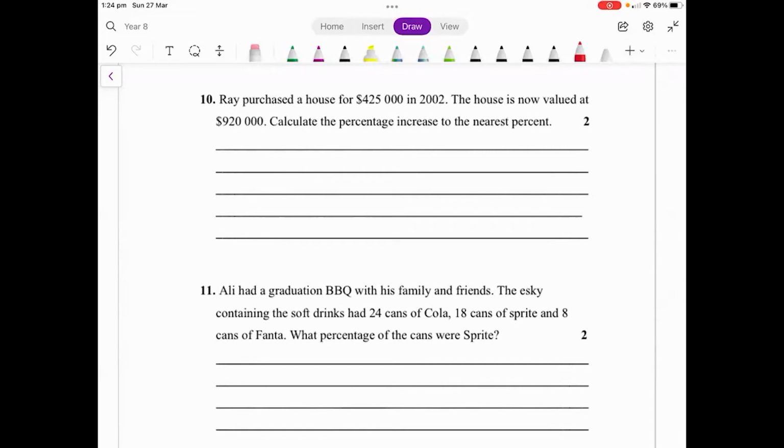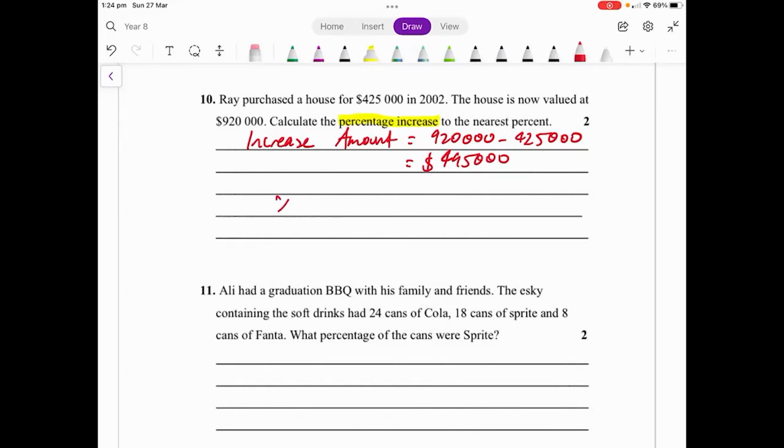Question 10 is a little tricky, so let's read it carefully. It says Ray purchased a house for $425,000 in 2002. The house is now valued at $920,000. Calculate the percentage increase to the nearest percent. Firstly, we need to work out how much it's increased by. So we do a subtraction. The selling price take away the purchase price. So 920,000 minus 425,000, that gives us $495,000.